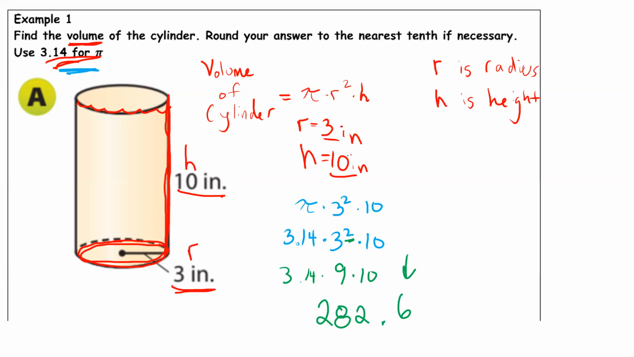Now the last step is make sure you label this. So if you go back and look at this, it said inches and inches. This is called inches cubed. You do a little 3 above that. That inches cubed means that we found a 3-dimensional shape, and it's referring to a volume, that this is a volume of the cylinder.